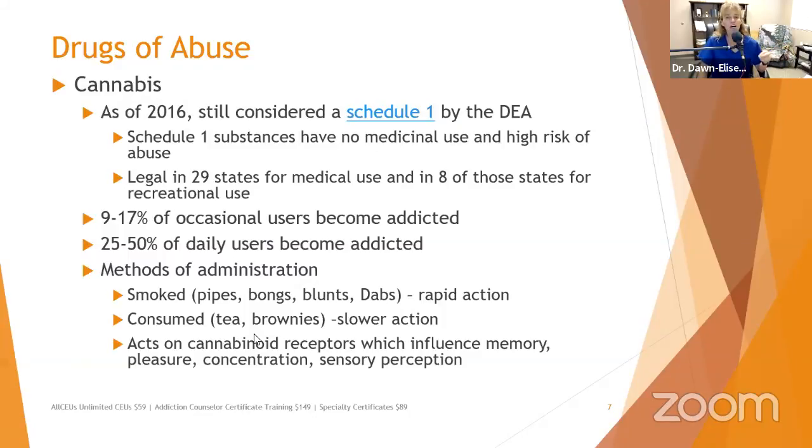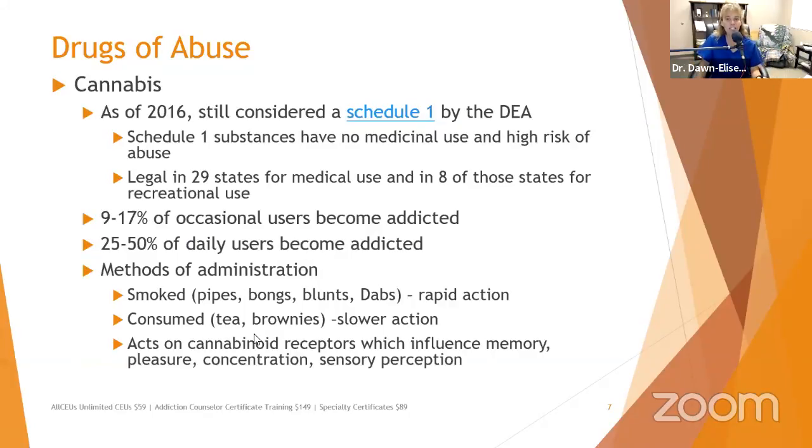So cannabis is legal in 29 states for medical use, despite what the DEA may say. And in 8 of those states, it's also legal for recreational use. So it's Schedule I, but we've got a lot of laws that kind of contradict that, which leaves a lot of room for people who have substance use issues to minimize, justify, and deny they've got a problem because they can point to case law and regulations.